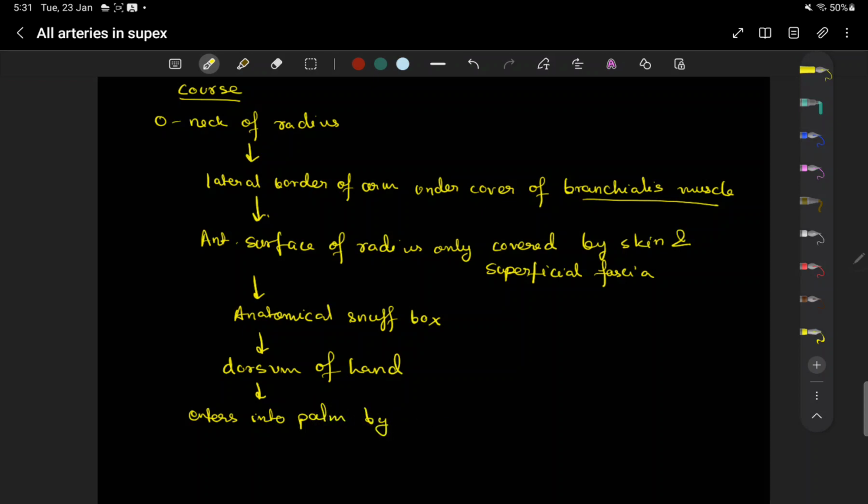So from the dorsum of the hand, it enters into the palm by piercing between the first and second metacarpals, meaning it enters into the palm between the first and the second digits. The dorsal interosseous muscle has two heads, right? So in the first dorsal interosseous muscle, it passes between the two heads of that muscle and enters into the palm.